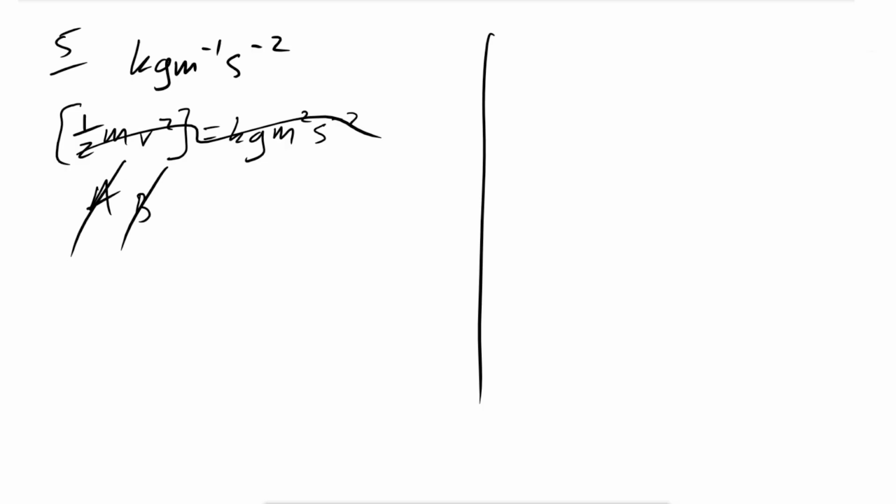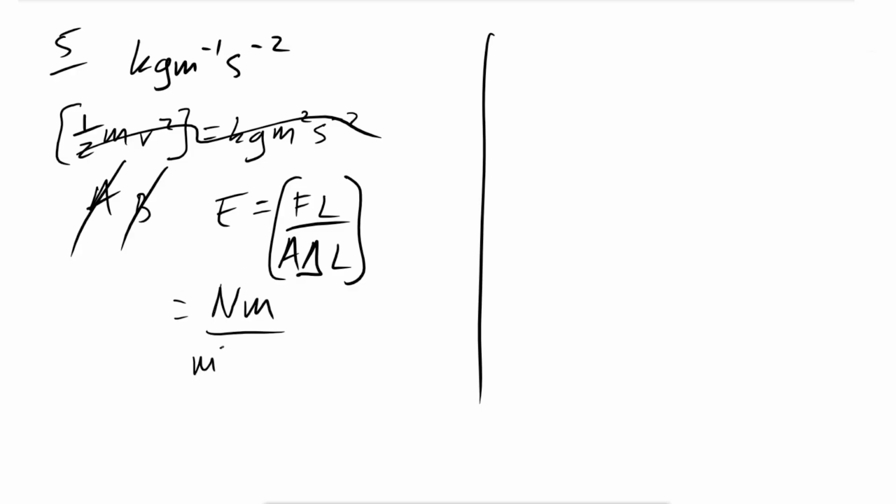Then we have Young modulus for both of them as well. What's our equation for Young modulus? E is equal to FL over A delta L. So the units of that is newtons, meters, over meters squared, times meters again. So actually we end up with newtons per meter squared.